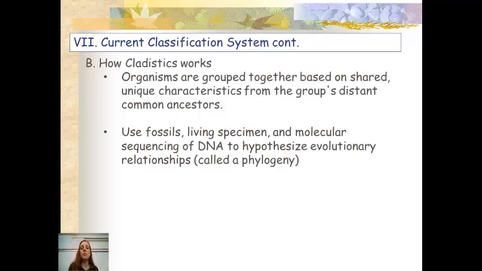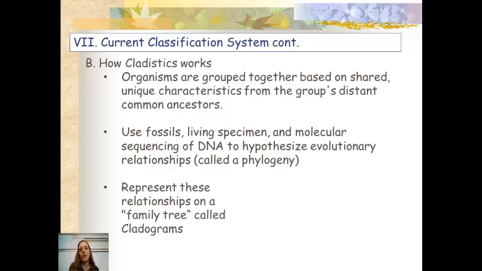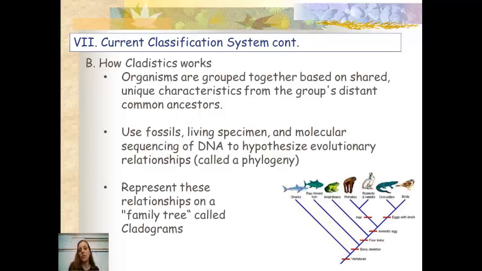Scientists, taxonomists are using fossils, they're using living specimens, and they're also using molecular sequencing of DNA to hypothesize evolutionary relationships. We call this phylogeny. Hypothesized evolutionary relationships are known as phylogeny. We represent these relationships on a family tree that's called a cladogram, and it looks something like this.